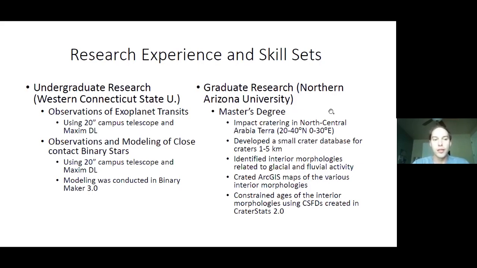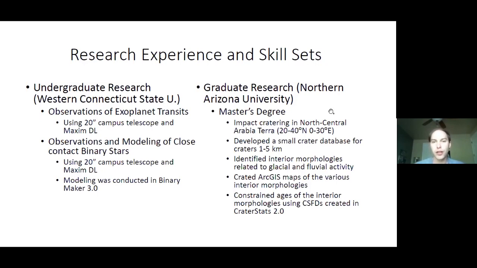And then I also did some observations and modeling of close contact binary systems, looking at PS Virginis as being one of those contact binary stars. I did the observations using the 20-inch campus telescope, and MaxIm DL was used to reduce the data. And then I also did some modeling work with these binary stars, using Binary Maker 3.0 to look at sunspots, or I should say star spots, and then temperatures, and also the contact envelope between the stars.